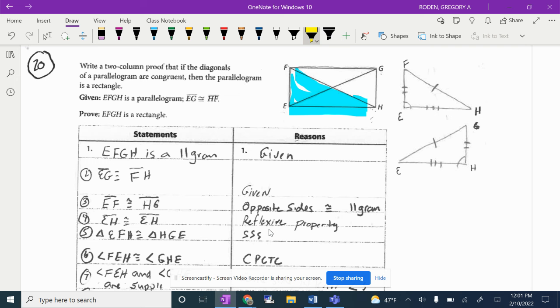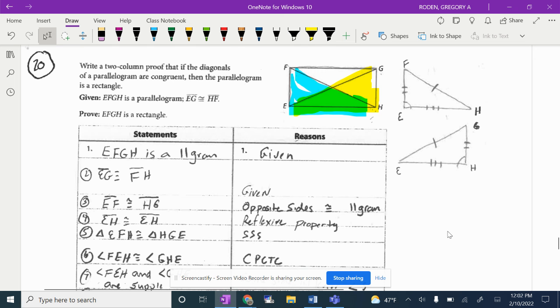Now, there are other ways to do this proof. I want to let you know there are other ways to do this proof, but this is the way I thought of it. So I did give credit for other ways, but here's an official way. If you're completely stumped on this proof, I'll show you how to do it.